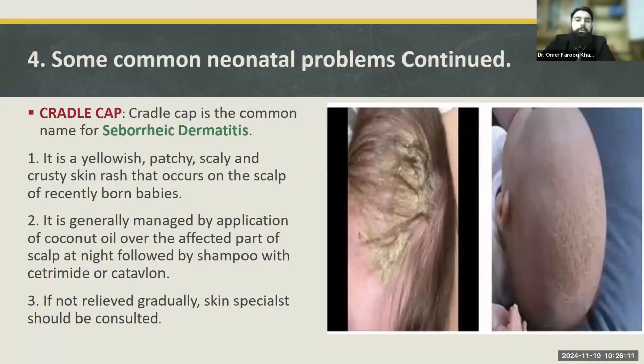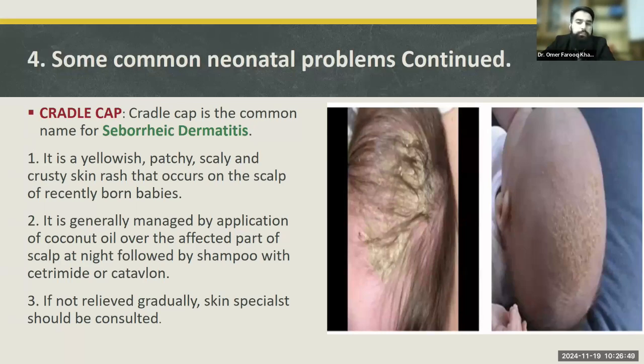So, some common neonatal problems continued. Cradle cap is the common name for seborrheic dermatitis. It's basically an allergic type of dermatitis mixed with some fungal infection of the scalp as well. It is a yellowish, patchy, scaly, and crusty skin rash that occurs on the scalp of recently born babies. It is generally managed by application of coconut oil over the affected part of the scalp at night, followed by shampoo with cetrimide or cetavlon. If not relieved gradually, a dermatology consult should be sought.